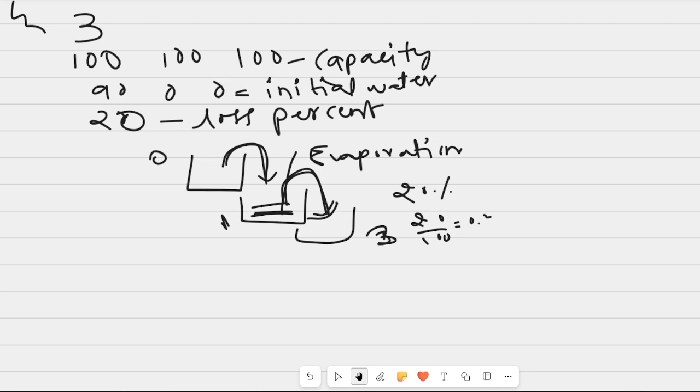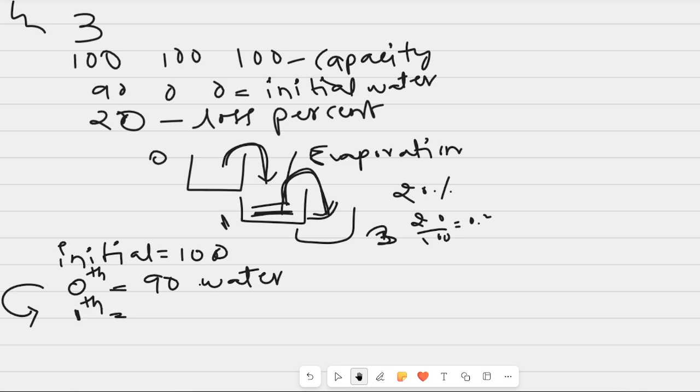For the starting chamber, the capacity is the initial capacity. The initial water is equal to 100, right? 100 is the water, but the capacity of the chamber is 90. Then the 0th chamber will store 90 water. So let's say we want to go to the 1st chamber.